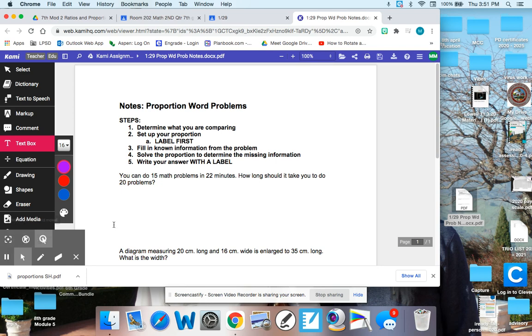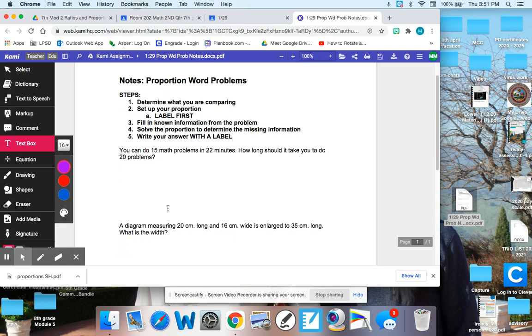Okay, we're going to use proportions to solve word problems now. So here are a few steps. Determine what you are comparing. Set up your proportion. Okay, you must label first. And then we're going to fill in all the unknown information and then solve. You always want to finish a word problem with a sentence.